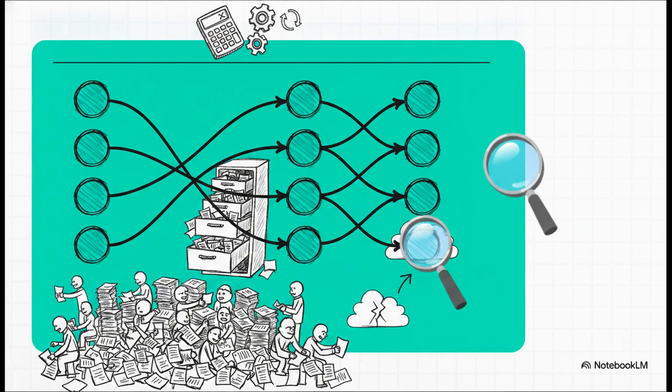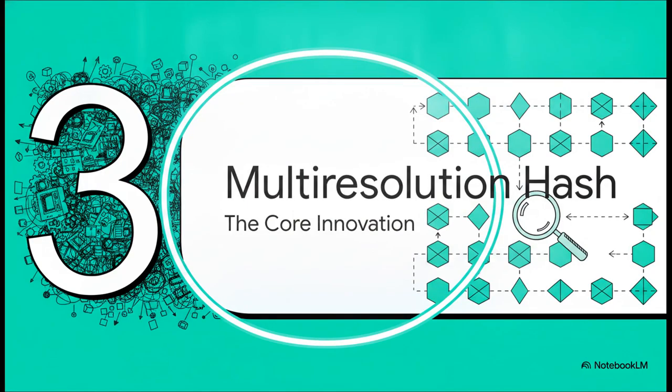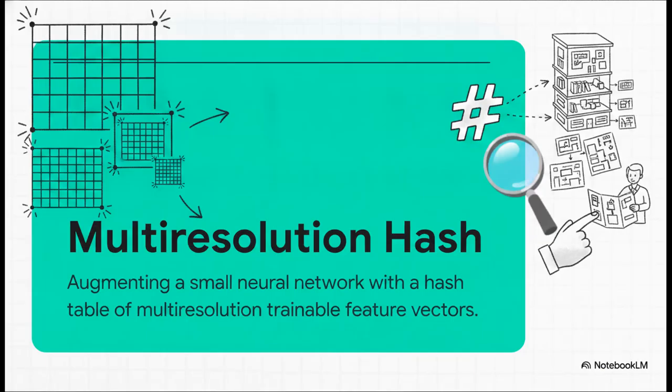The authors of our paper realized they had to bypass this dense bureaucracy entirely. Let's move to Section 3 and see how this builds into the core innovation, multi-resolution hash encoding explained. We are leaving the massive bureaucracy behind and entering a highly optimized system of data retrieval. This is the absolute heart of the paper, right here, multi-resolution hash encoding.